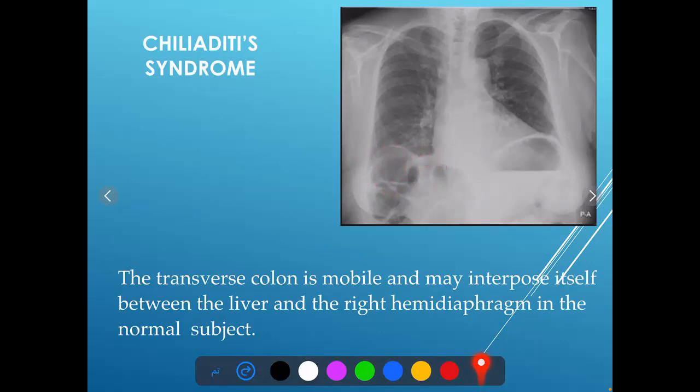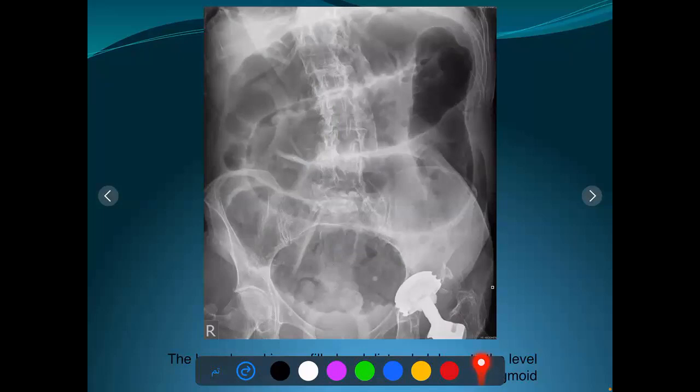Bowel obstruction is a common condition that we see in our clinical practice. As we see here, the large colon is filled with gas down to the descending and sigmoid colon.